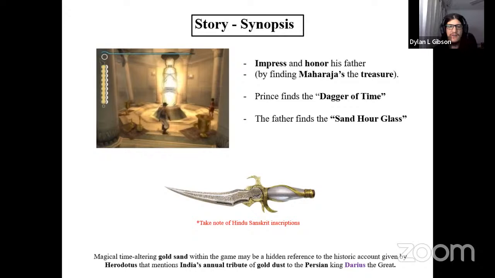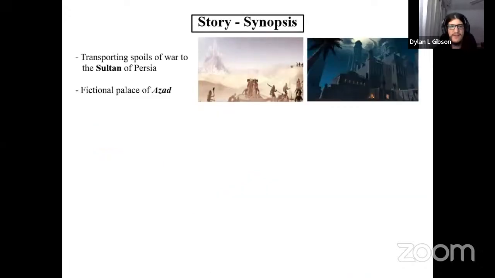But there are accounts. The magical time altering gold sand within the game seems to be a hidden reference to an account given by Herodotus, where he talks about India's annual tribute of gold dust to the Persian king Darius. So this historical account isn't about time traveling or anything like that. It's just a tribute. And it's interesting how the Prince of Persia games use that whole tribute idea to play it off as this time altering gold dust. It's just an interesting thing that happens there.